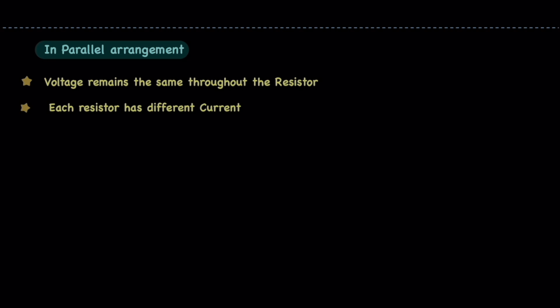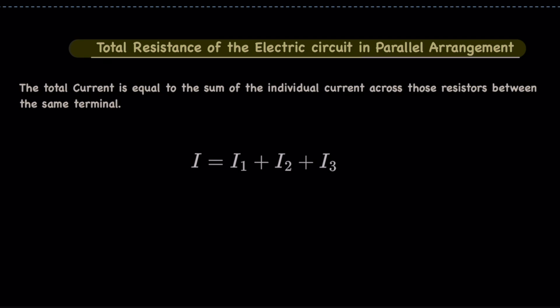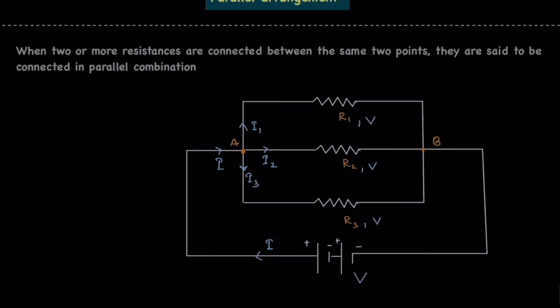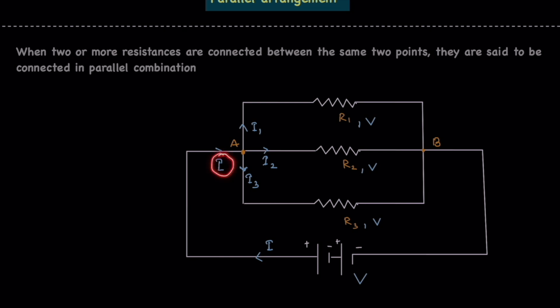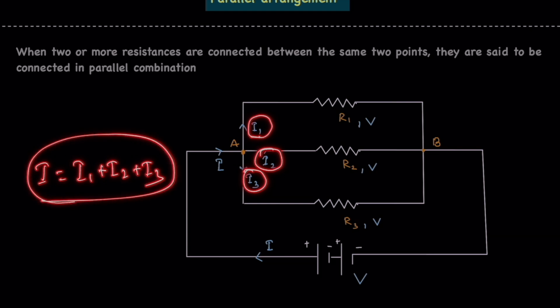So here we noted down that in parallel arrangement, voltage remains the same throughout the resistors and each resistor has a different current. Now we will derive the formula of the total resistance of the parallel resistors. So we know that total current is equal to the sum of individual currents across the resistors. We discussed this previously in this figure. If this is the current I, it is equal to the sum of individual currents I1 plus I2 plus I3.